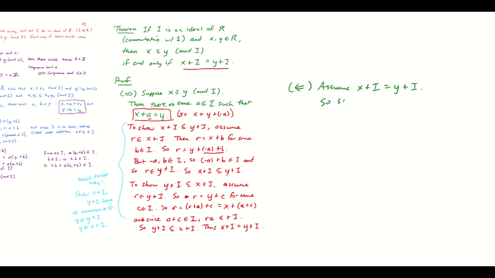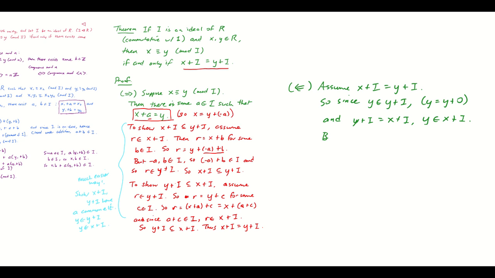So since y belongs to y plus I, because it's y plus 0, I'm kind of using some of the same reasoning we just did. And y plus I is the same as x plus I. That means y also has to belong to x plus I, because they're exactly the same set. If y belongs to one, it belongs to the other one.